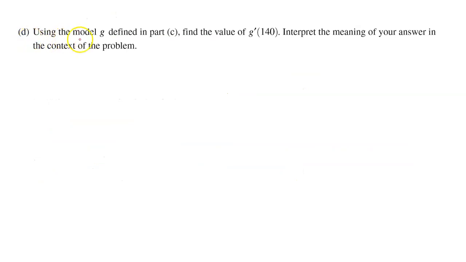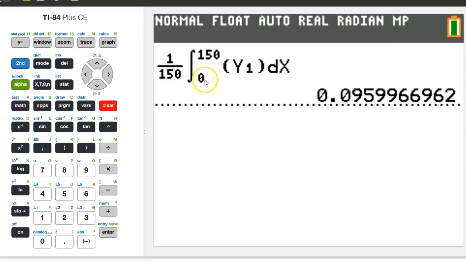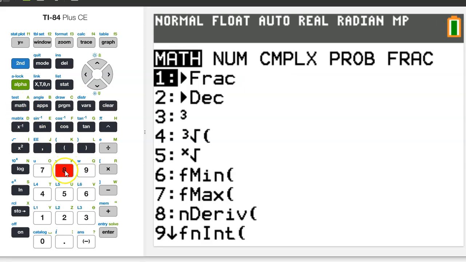Part D, using the model G defined in Part C, find the value of G prime at 140. Interpret the meaning of your answer in the context of the problem. Since we already typed function g into the calculator as y1, finding g prime at 140 is going to be trivial, super easy. To evaluate an integral, we did Math 9. To evaluate a derivative, we will do Math 8.